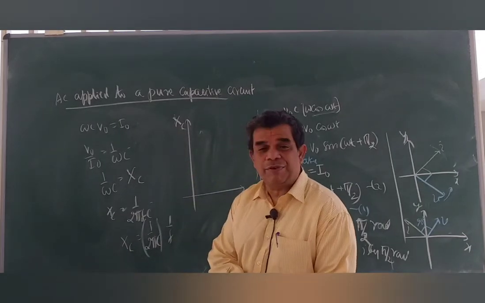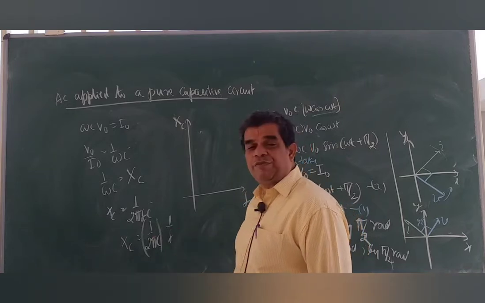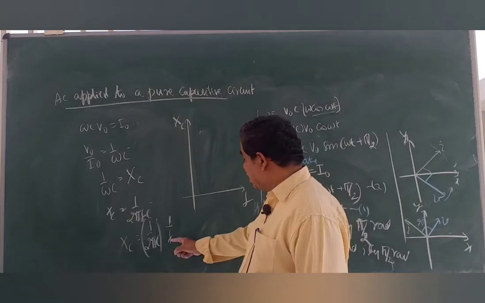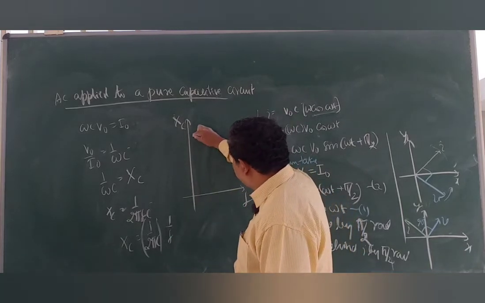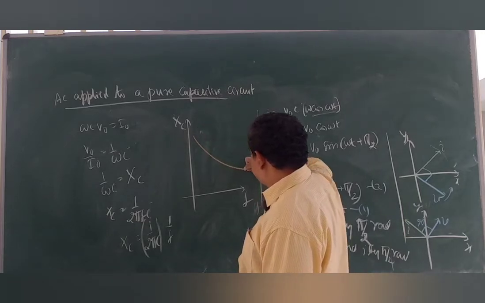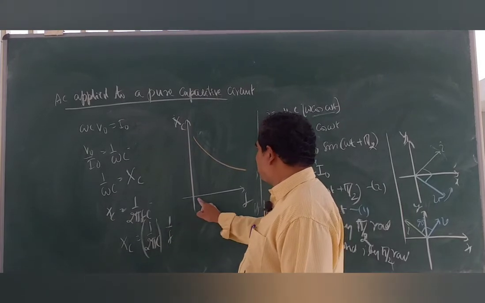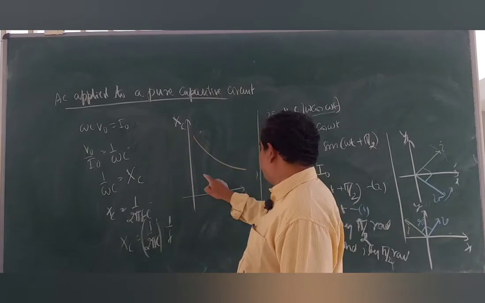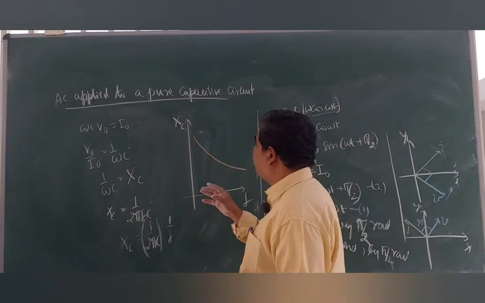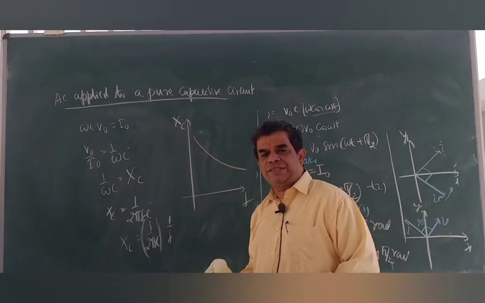That means what type of graph should it give? Can you remember? From the first year you have drawn that type of graph many times, even in the second year electrostatics we have drawn. Inversely proportional means it should give you a rectangular hyperbola, that means a curve like this. This is a curve for Xc. When frequency is smaller, Xc is larger. When frequency is increasing, Xc is decreasing. So this is the graph for Xc versus frequency.